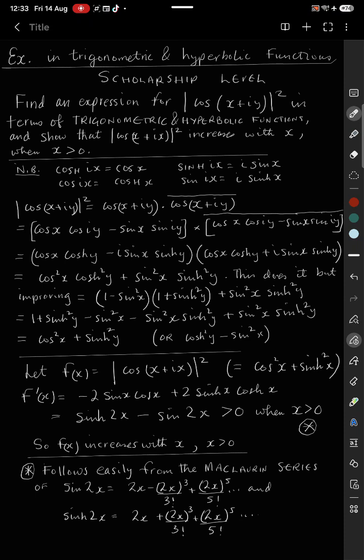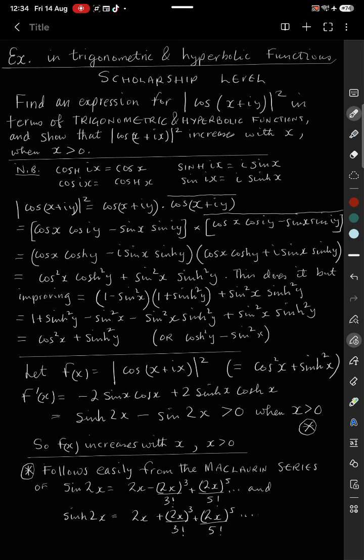So first of all, just note, and we get these from the basic definitions of sine, cos, hyperbolic sine, hyperbolic cosine, that cosh ix equals cos x, sinh ix equals i sin x, cos ix equals cosh x, and sin ix equals i sinh x.